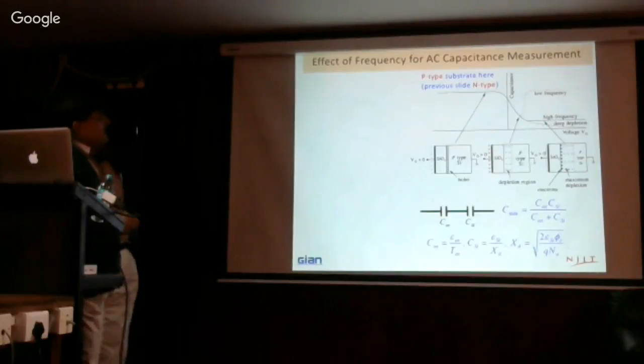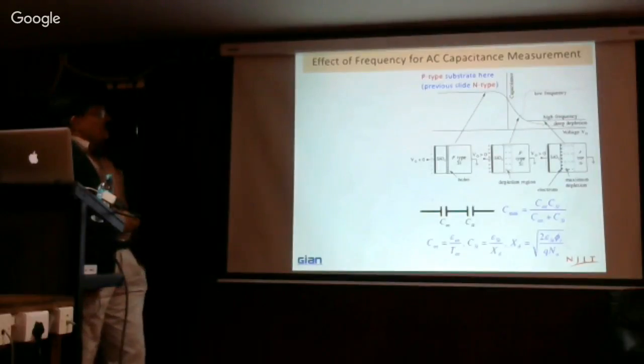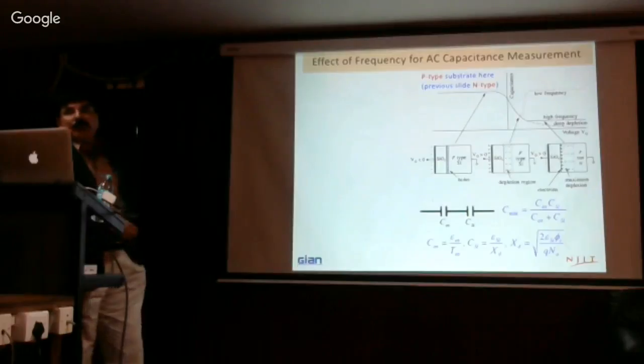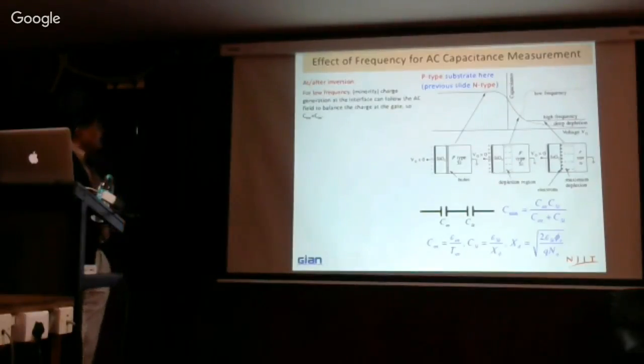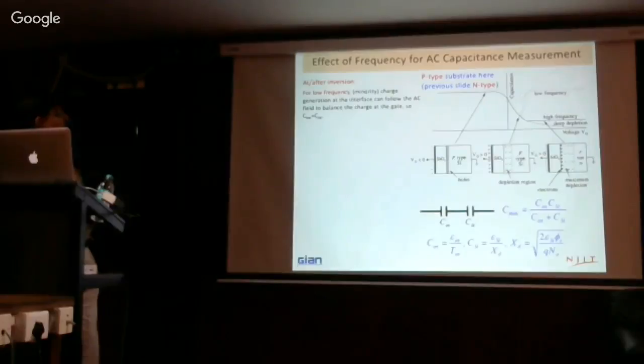So if you do extremely low frequency measurements, then you see this capacitance, which in accumulation and also in inversion at low frequency goes back up. But if you do high frequency, it actually becomes flat. That's because the minority charge, the generation at the interface, can follow the AC signal.